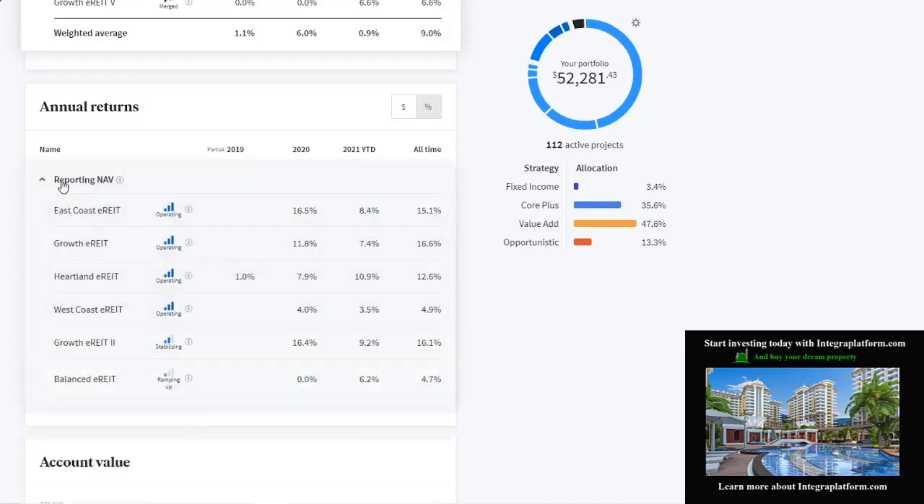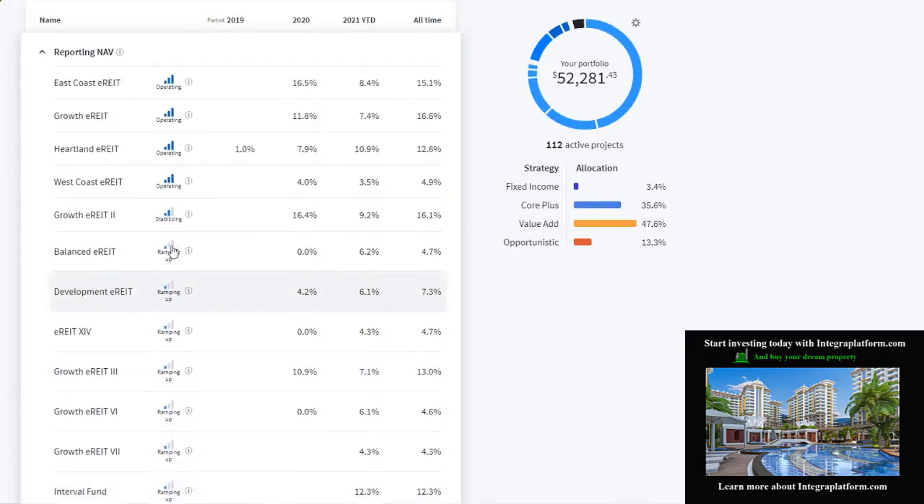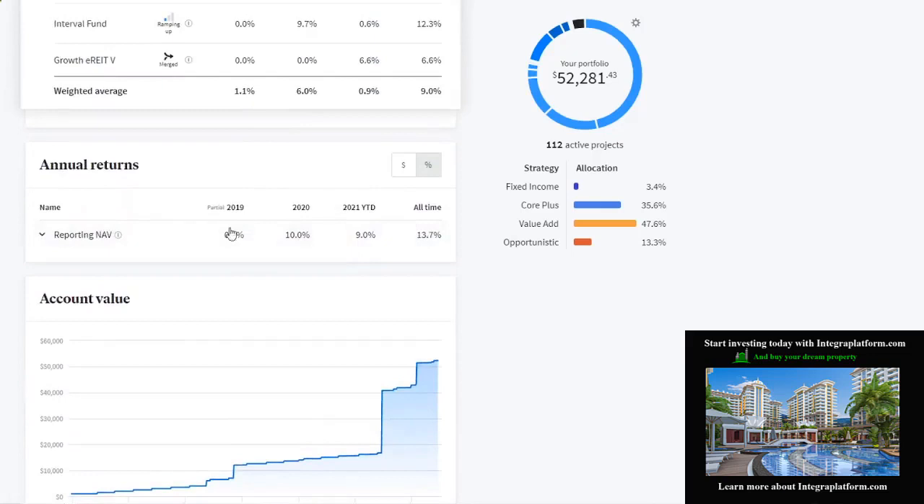As you can see, I could zoom out, but this just tells you different e-REITs and how much return they do. So that's not really that important. So what we do is we just minimize it and we look at these numbers, because that's all we really need to know to see how good this is.